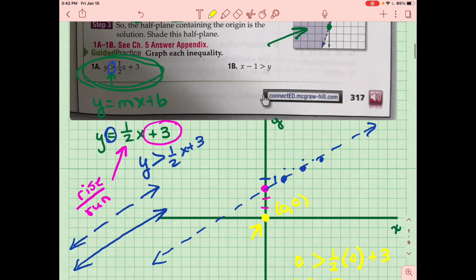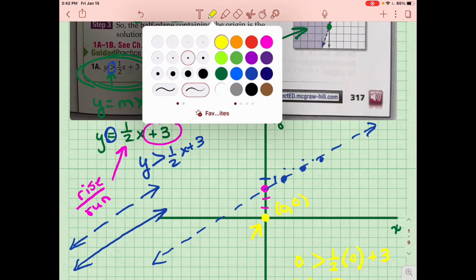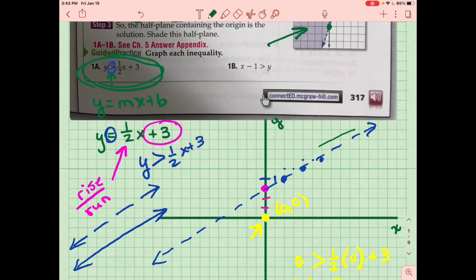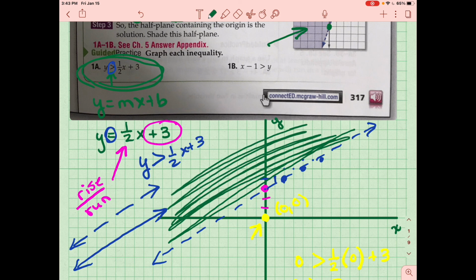I'm going to color the other side. So let's, I don't know what color we want to do here. Doesn't really matter, but we're going to be coloring above the dotted line. All right, so that'll be where all of the numbers are that happen to make that a true statement, y equals 1/2 x plus 3.